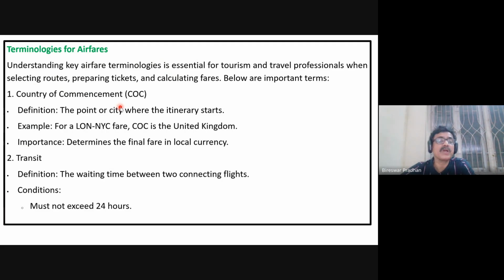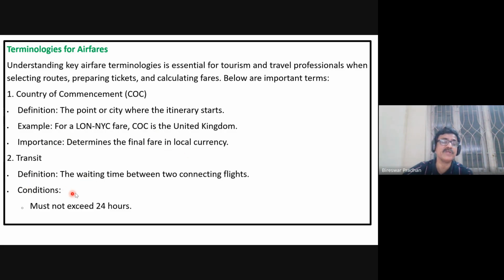Country of Commencement, COC. What is the definition? The point or city where the itinerary starts. Example: for a LON to NYC fare, the COC is the United Kingdom. Important: it determines the final fare in local currency.